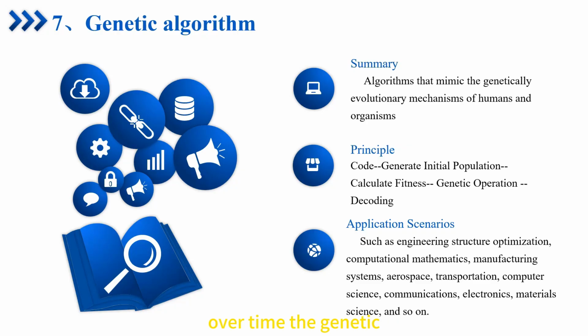Over time, the genetic algorithm converges towards the best solution in the population, as the fittest individuals are more likely to be selected for breeding and pass on their genetic information to the next generation. Genetic algorithms can be applied to a wide range of problems, including optimization, machine learning, and simulation. They are particularly useful in cases where the search space is large and the optimal solution is difficult to find using traditional methods.